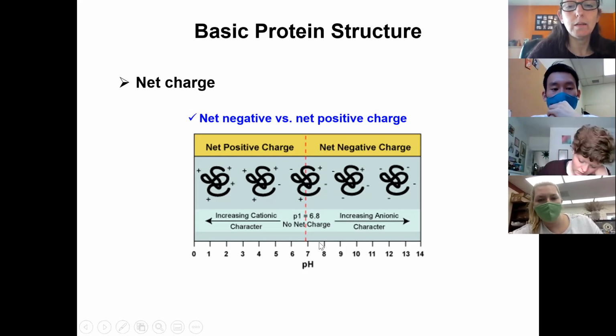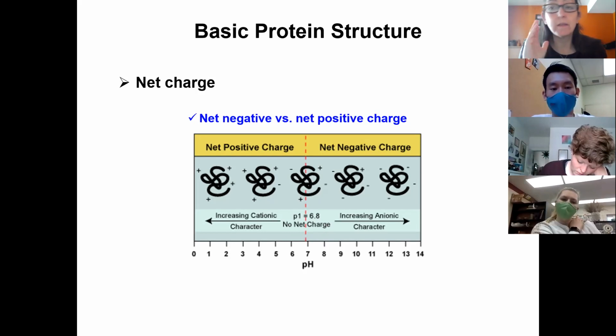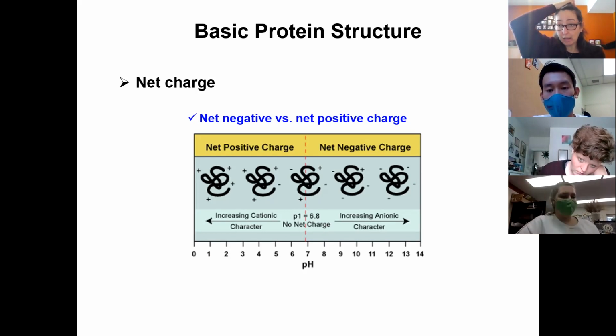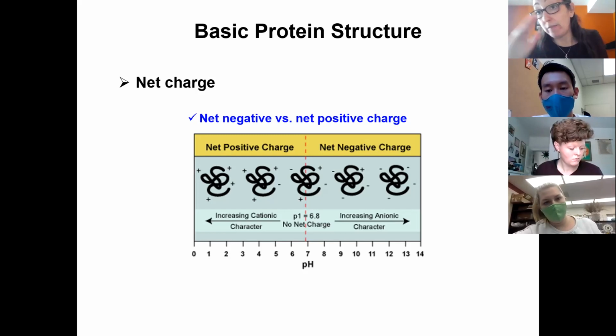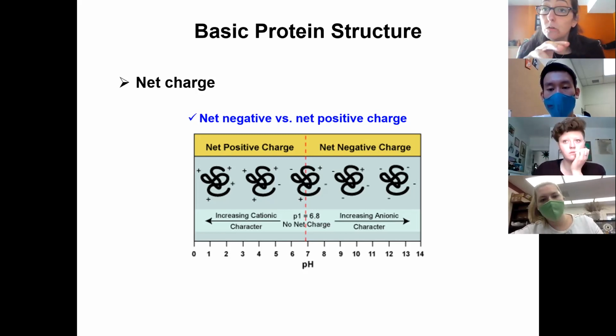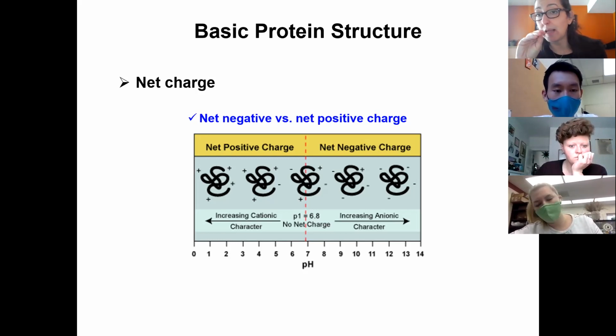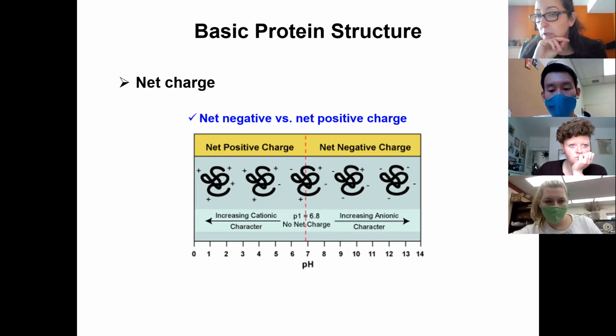Some proteins have an isoelectric point around neutral. Most of the proteins we work with later on have an isoelectric point in the acidic range, 3.5 to 5.5. What that means is that at the pH of the isoelectric point, all charges cancel each other, so you don't have a net positive or a net negative.